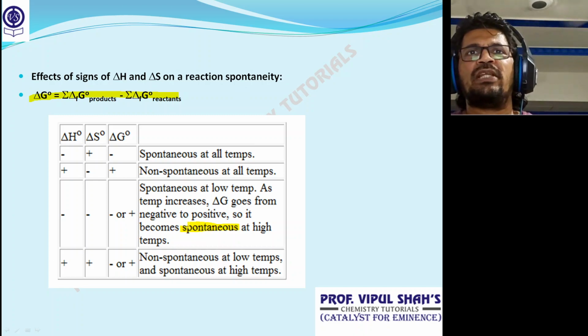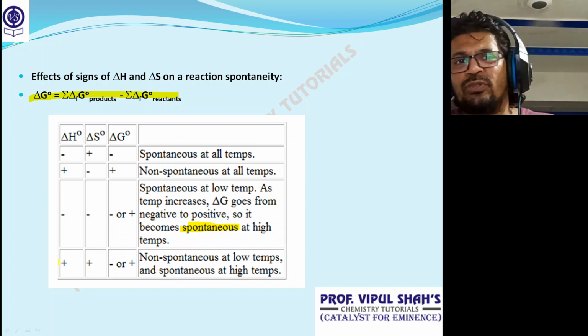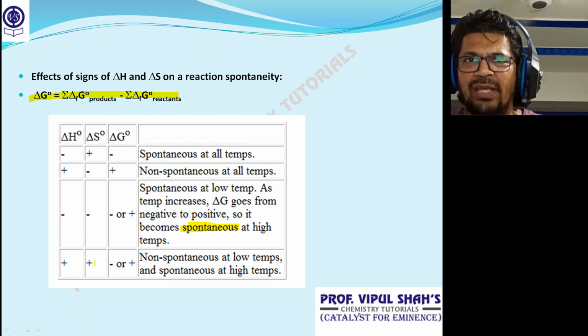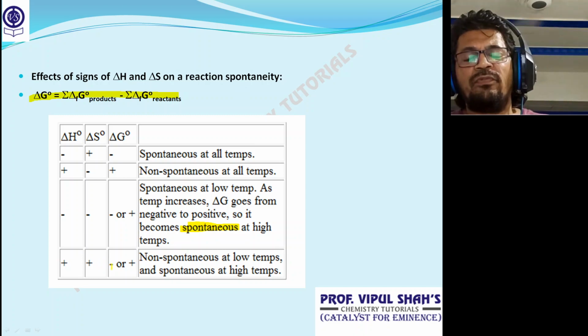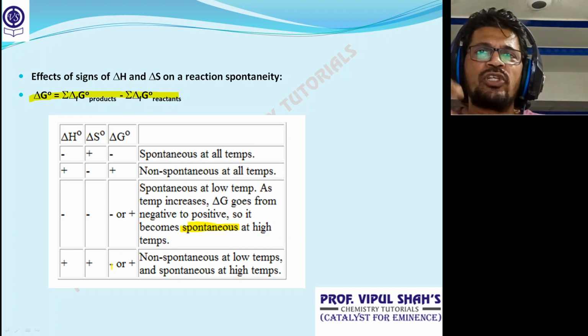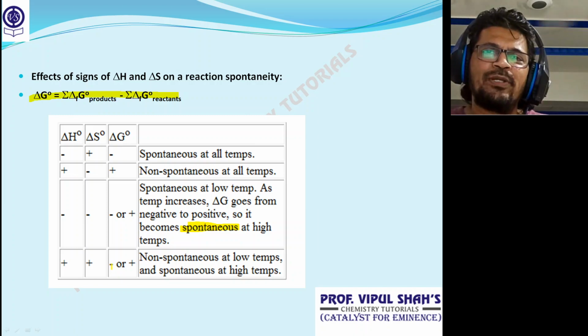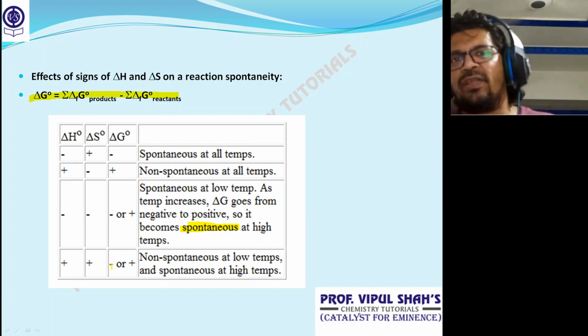Okay, that's one. Last variable, delta H positive, so that is endothermic. Delta S positive, meaning entropy increases. Here we say delta G will be negative at high temperature, and it will be non-spontaneous at low temperatures. Is this clear? So this table is very, very important, right?